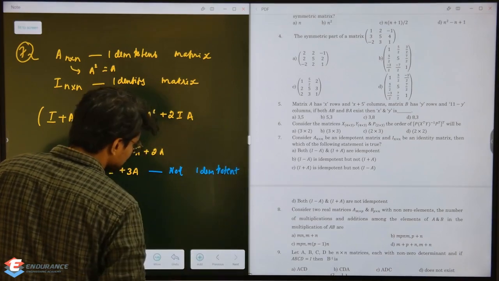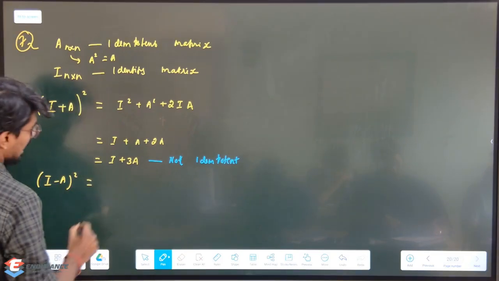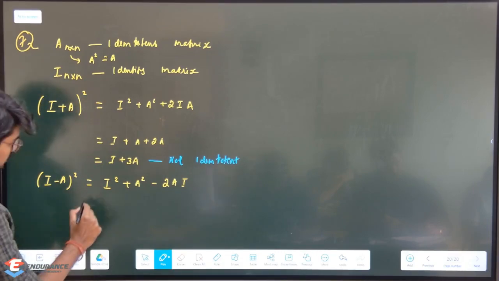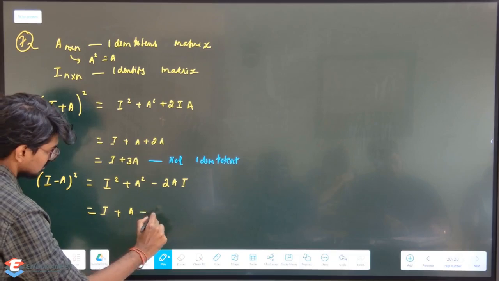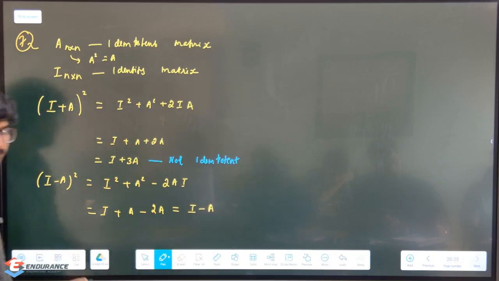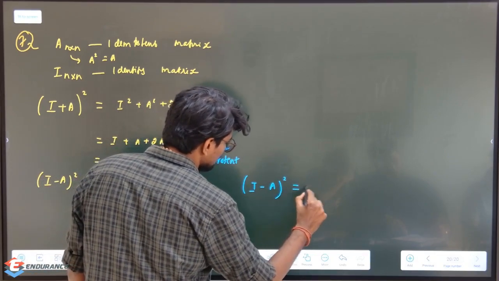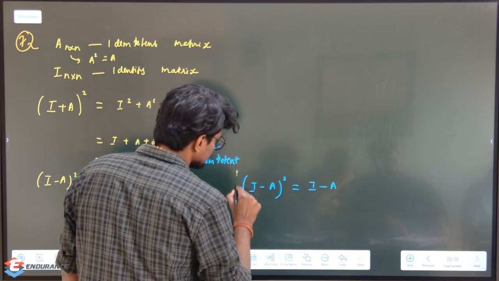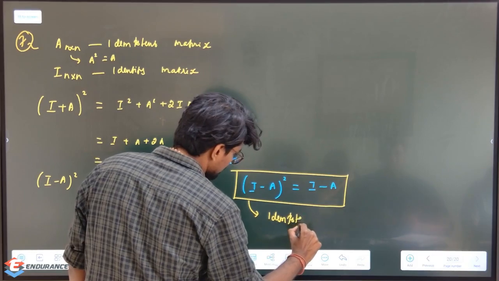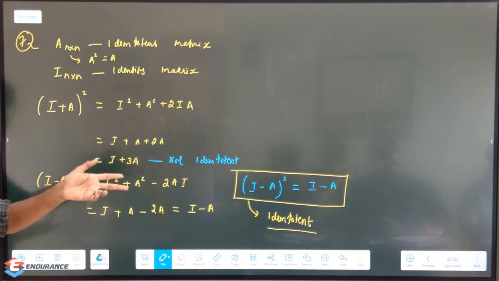Okay, what about I minus A? I square plus A square minus 2 times A I. So this will be A, this is minus 2A. Then I minus A. So I minus A whole square is equal to I minus A. So this is idempotent. Yes, this is idempotent. So getting the idea, right? Just check the square; if both are the same it is idempotent, otherwise non-idempotent.